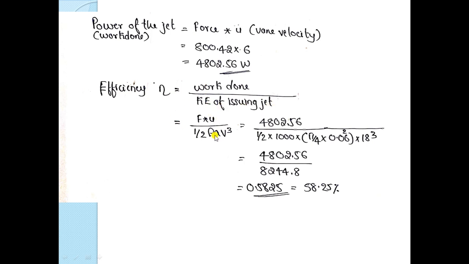Efficiency eta is defined as the ratio of work done divided by the kinetic energy of the issuing jet. So if we substitute the value of work done, which is 4802.56, and the kinetic energy of the issuing jet, which is half m v cube, you will get the efficiency as 58.25%.